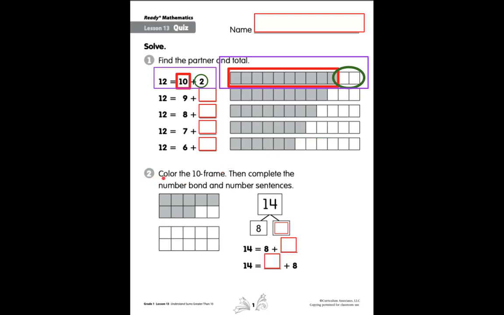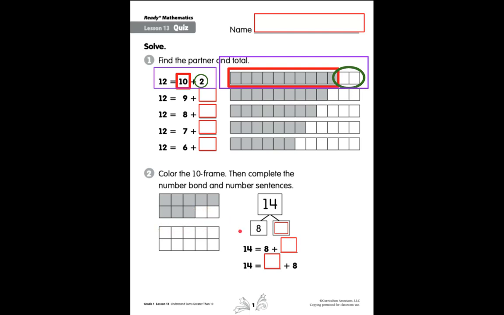Number 2 says, color the 10 frame, then complete the number bond and number sentences. I did not actually give you any counters to move and color this time. I'm going to let you use your visual mind. So try to imagine it. So if 14 is my whole number, one part is 8. What's my other part? So here's my 8. And I just need to count on to figure out how many I have until 14.